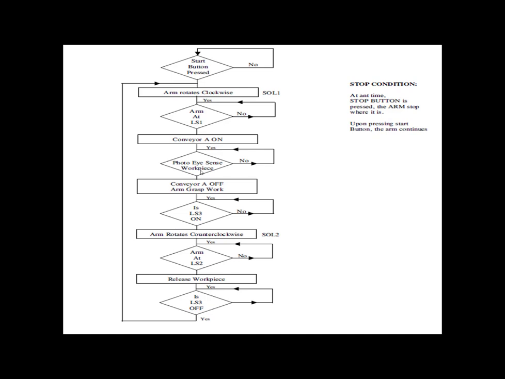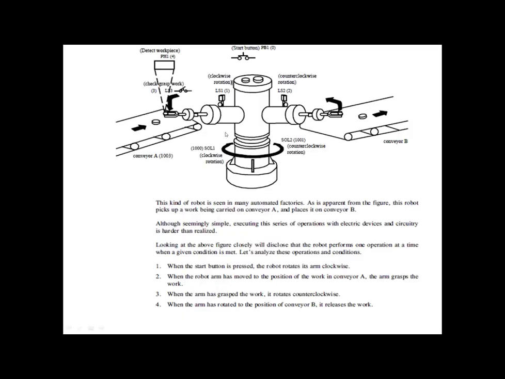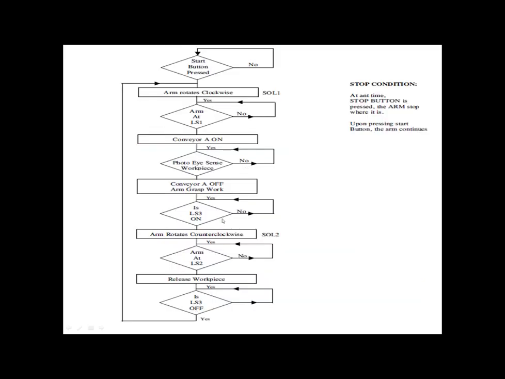So when the robotic arm picks up that workpiece, there is another sensor, limit switch LS3, that will give you an indication. When it is high, that means the robotic arm has already grabbed the workpiece, and when it grabs the workpiece, for sure you have to move in the anti-clockwise direction. So how long will you be moving in the anti-clockwise or counterclockwise direction?